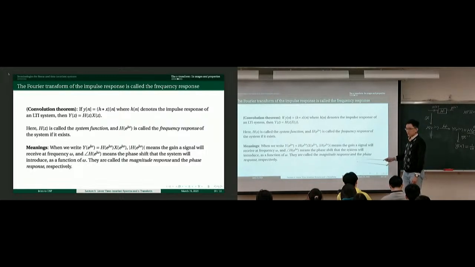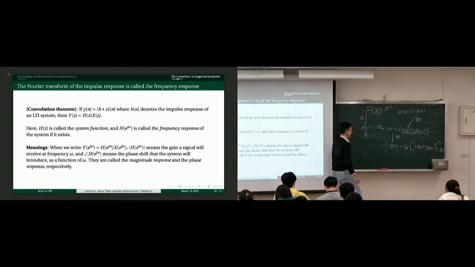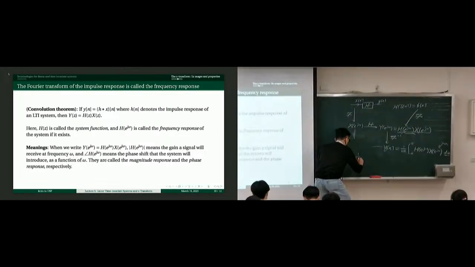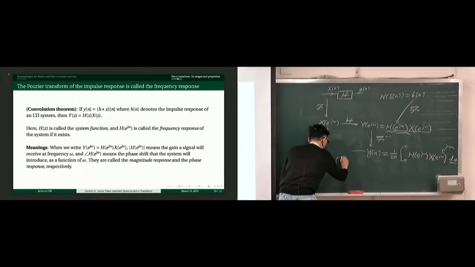Take your time, take your time, before I can continue. From here, 1 over 2 pi, let's still keep developing this idea. Minus pi to pi, okay?